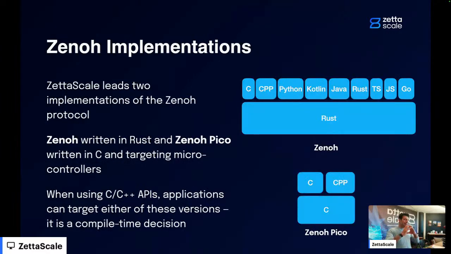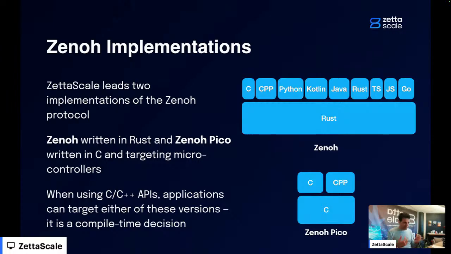Now, just to clarify something. Zenoh actually refers to two things. It refers to the protocol, so the abstract concept of the protocol, and the Rust implementation of the Zenoh protocol also happens to be called Zenoh. And then we have another implementation of the Zenoh protocol that we call Zenoh Pico, okay? And this targets microcontrollers. It is fully interoperable. It is the Zenoh protocol, okay?